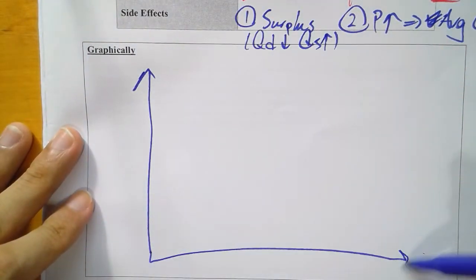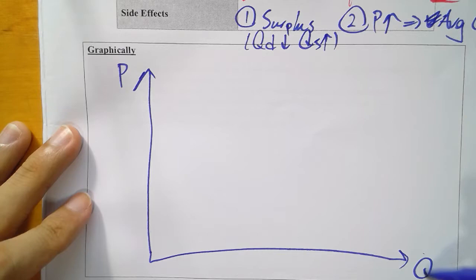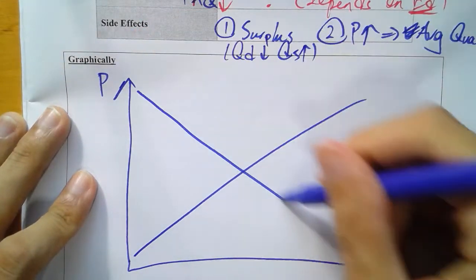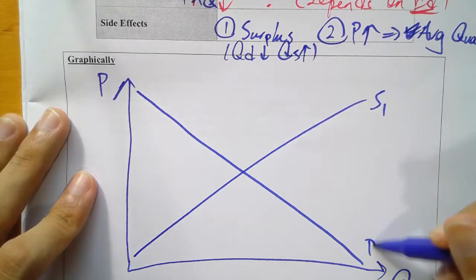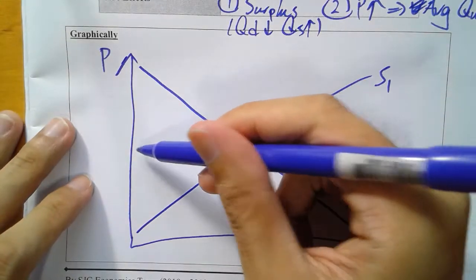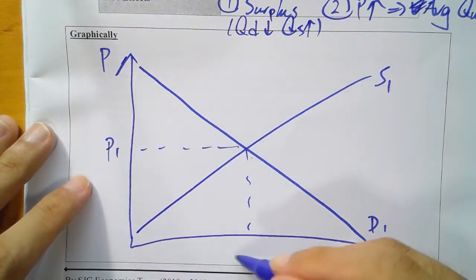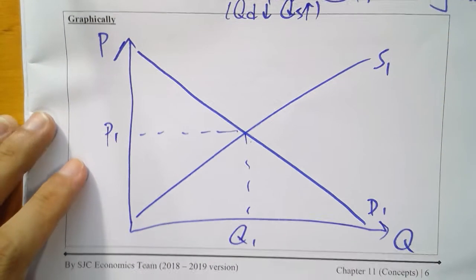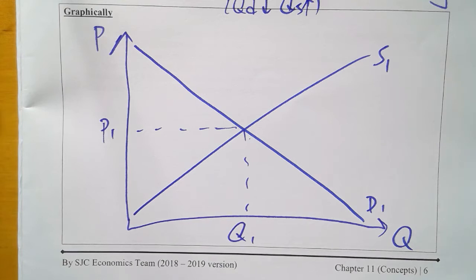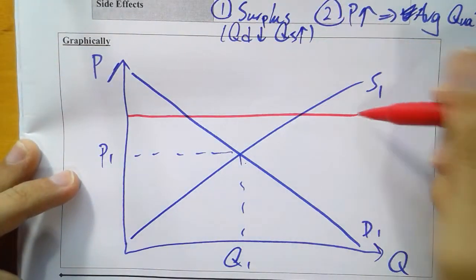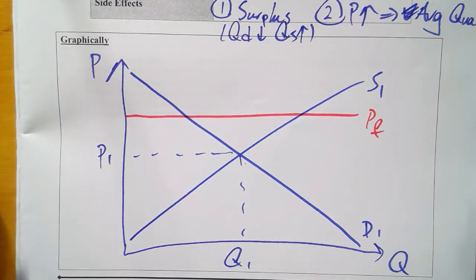Again, have a good practice. 嗱，你要有個好嘅習慣啊。Now this is the original, S1, D1. 係咪啊？Mark down the original situation first. This is P1, this is Q1. 係咪呢個原先嘅？Now we just mentioned that to be effective, it has to be set higher. Price floor higher than equilibrium.